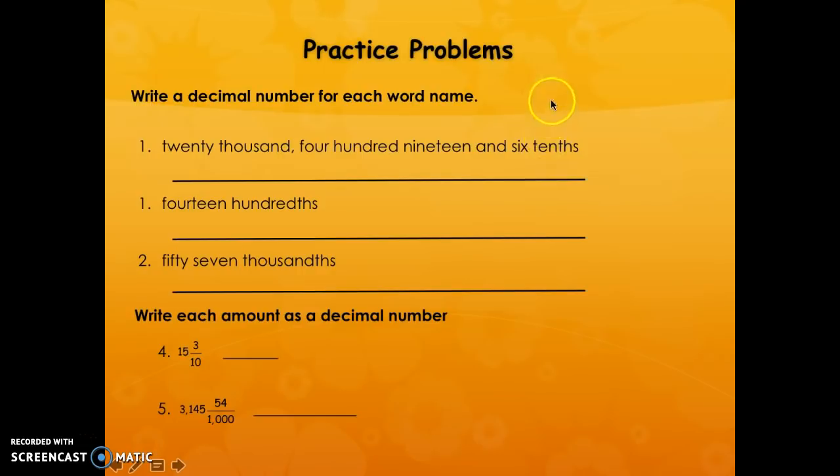So here are your practice problems. Notice that you're going to be writing a decimal number. You have it in word form. You simply tell me in an everyday standard decimal number what these 3 numbers would look like, and then do the same thing down here. Take these mixed numbers, show me what they would look like as decimals.